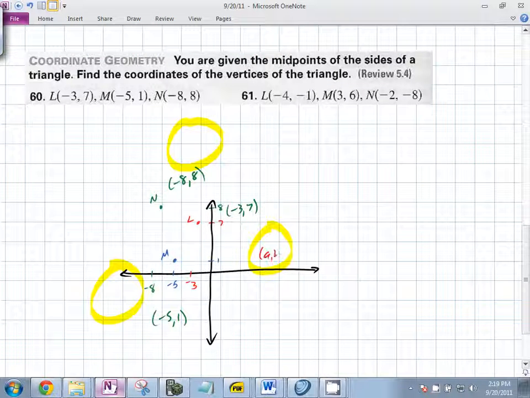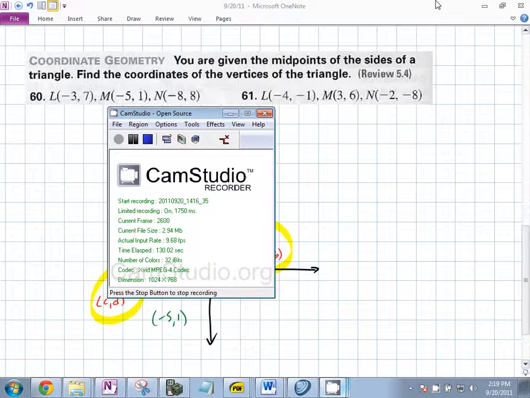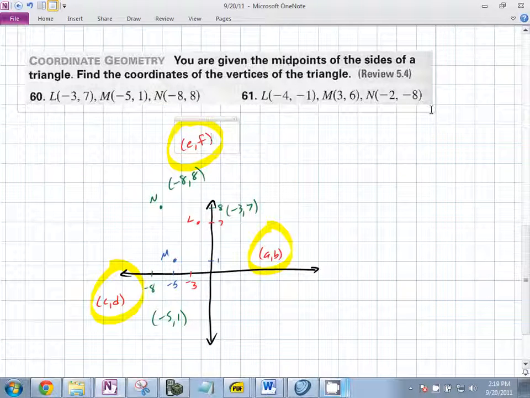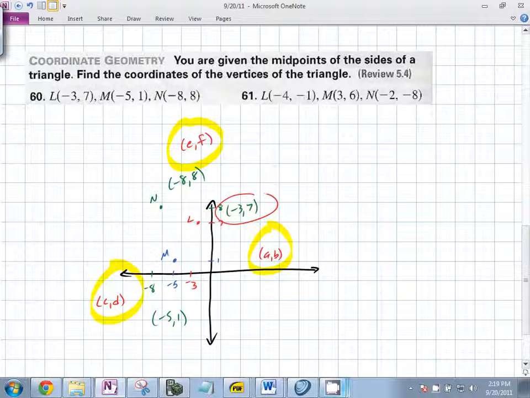Do we know what this first vertex is right here? No, let's just call it the coordinates AB. Let's call this one CD, and let's call this one EF. Do we have any idea what those numbers are? No, so let's just give them values. These are midpoints, right? So let's call this the top corner A, this one B, and this one C.